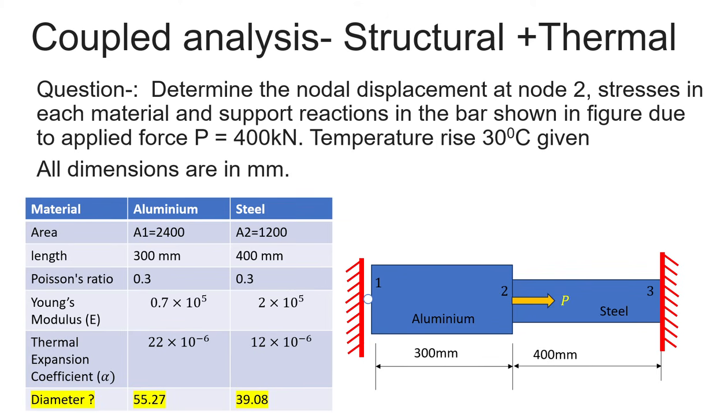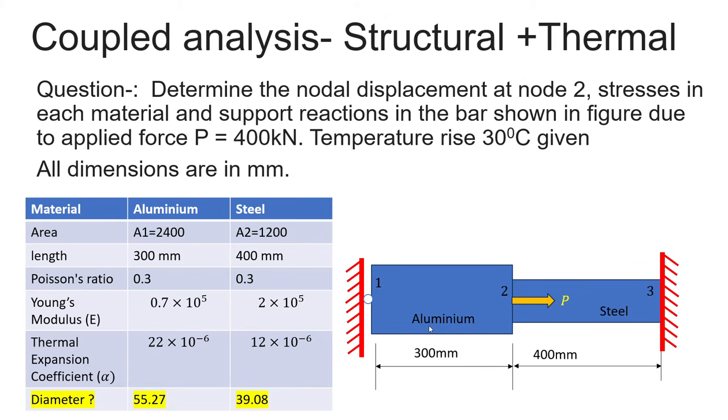Today we are going to do the coupled analysis, structural plus thermal, in LISA software. So the question is given: determine the nodal displacement at node 2 and stresses in each material and support reaction in the bar shown in the figure due to applied force P of 400 kilonewton at node 2. The temperature rise is 30 degrees Celsius. You can see the diagram is given.